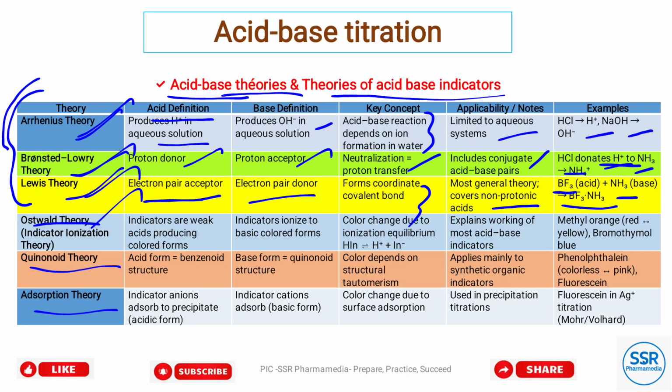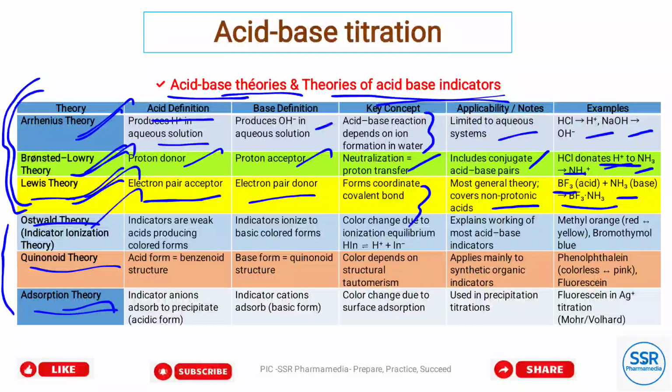So these three are the scientists: Arrhenius theory, Bronsted-Lowry theory and Lewis theory. These three tell us what is an acid and what is a base, and what product may form during the reactions between acids and water. And the remaining three are the theories of acid-base indicators: Oswald theory, Quinonoid theory, and adsorption theory.